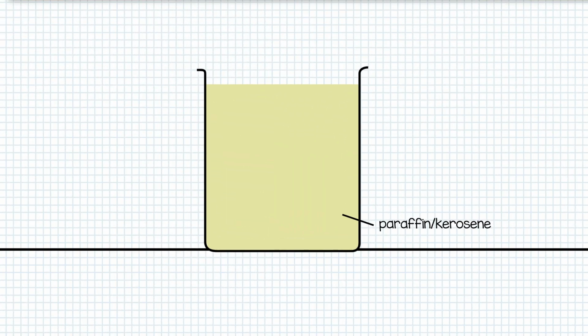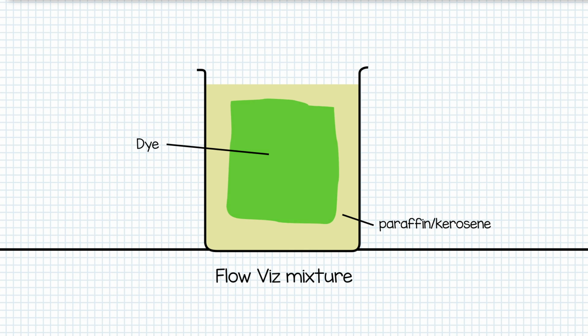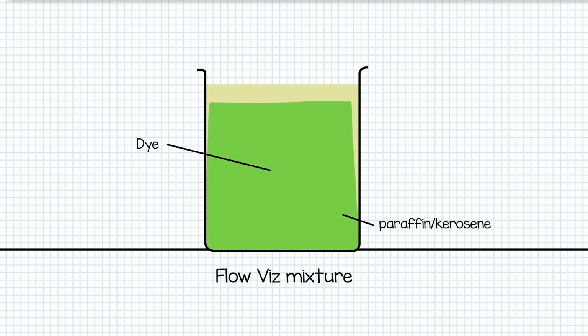Flow Viz is actually a pretty simple product. It's just powdered dye suspended in paraffin, or kerosene if you call it that, or a similarly light oil. And by suspended I mean the dye sits happily in amongst the oil once stirred, but will eventually sink and separate from the oil in time. The oil is just a medium to keep the dye flowing and free.